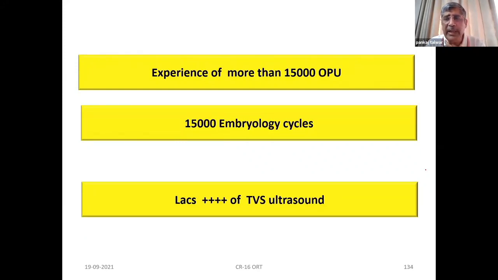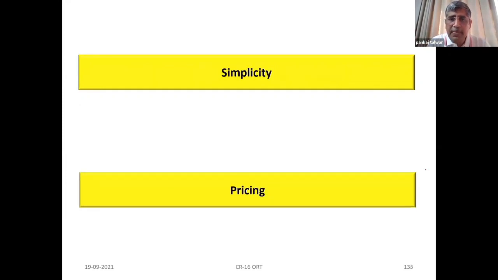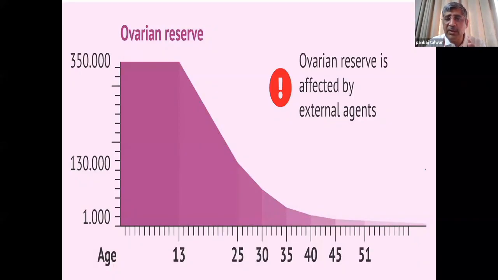So as far as possible, I'll hold on to my experience at many places, which is around 15,000 OPUs, a similar number of EZs and embryology, which I also do, and a large number of TVS ultrasounds. So I'll try to correlate everything and give you a ready-made answer, which will be very simple and help you in pricing also, because it is not right that we charge patients a huge amount of money when we are carrying out their ovarian reserve testing. We have to know that ovarian reserve doesn't go by some numbers with age only.